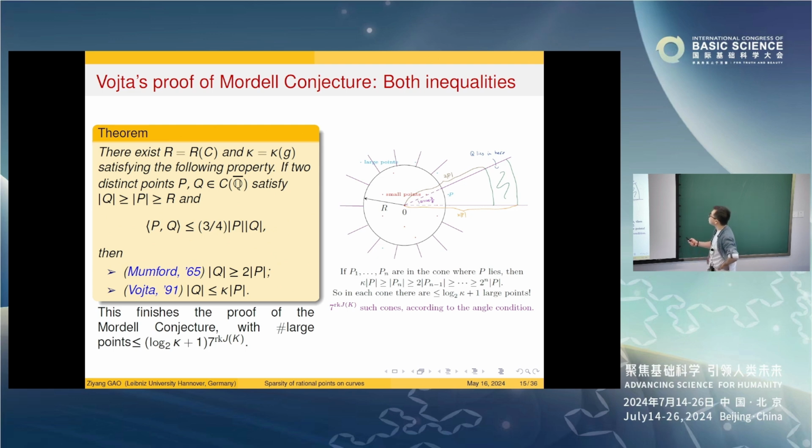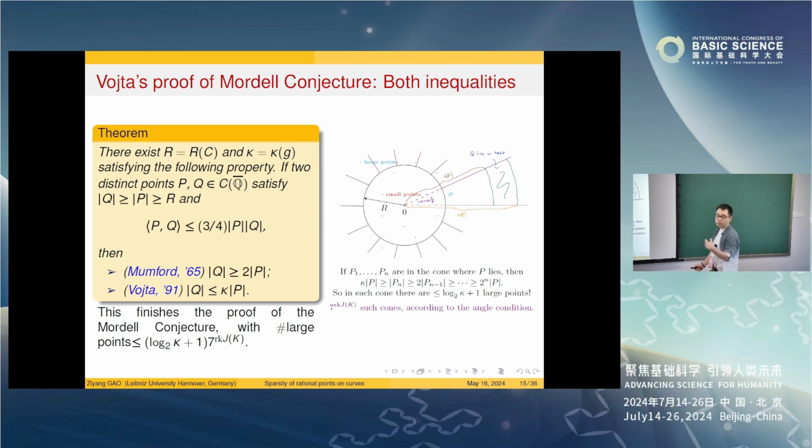We have large points which are close to each other with respect to the angle. This angle is arccosine 3/4. So if those large points are in the same cone defined by this angle, then they cannot be too close to each other, by Mumford. So if we have a P here, then for Q, the norm of Q is at least twice the norm of P. So Q lies outside this part.